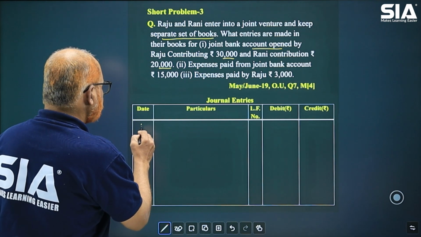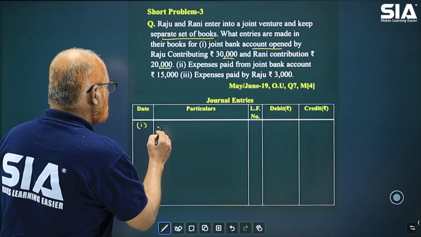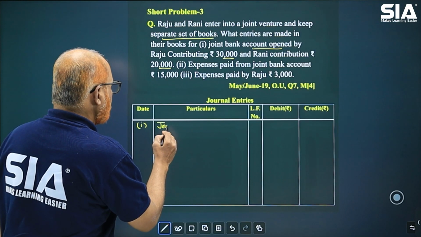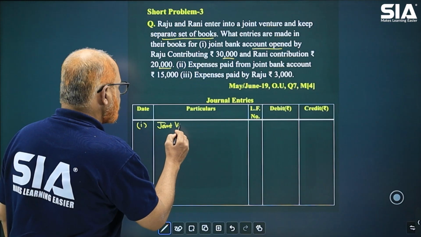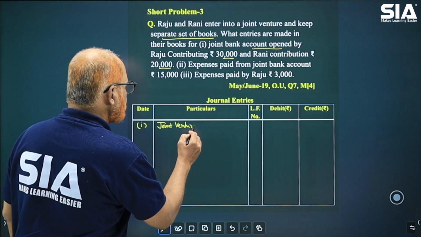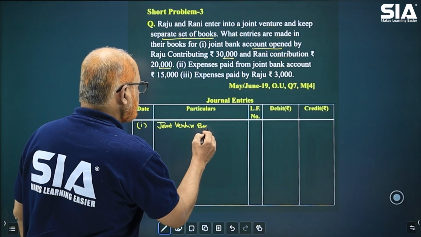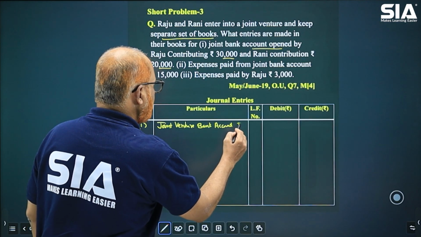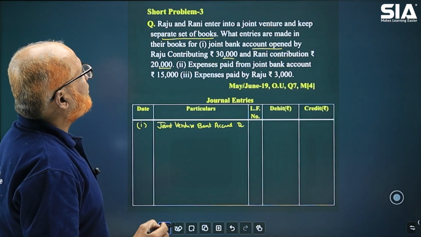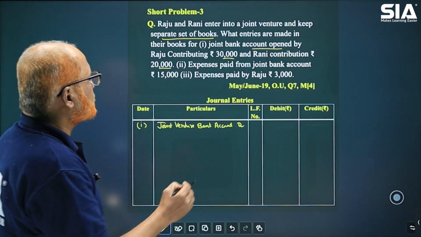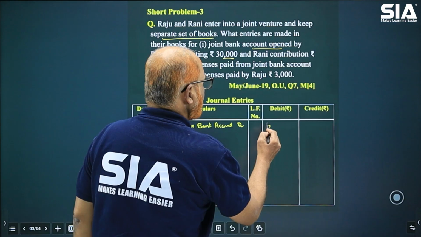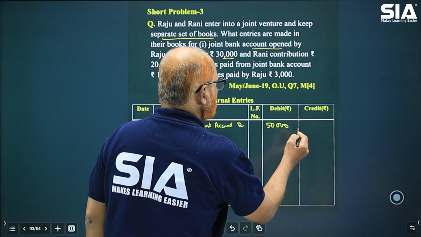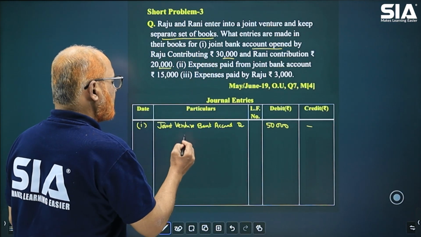Entry will be joint venture bank account debit. So total how much amount is debited? 30,000 plus 20,000, 50,000 is debited to joint bank account. Right?